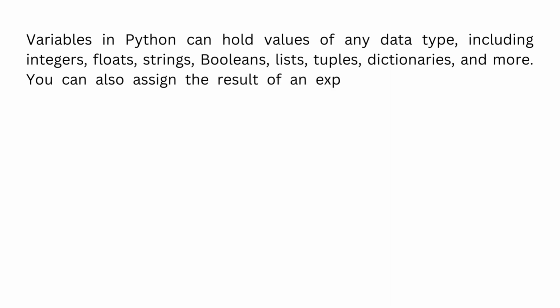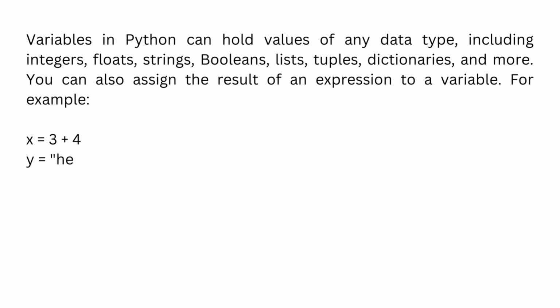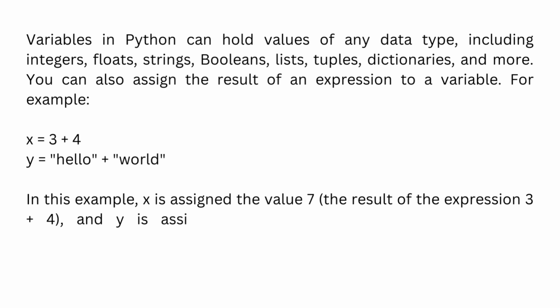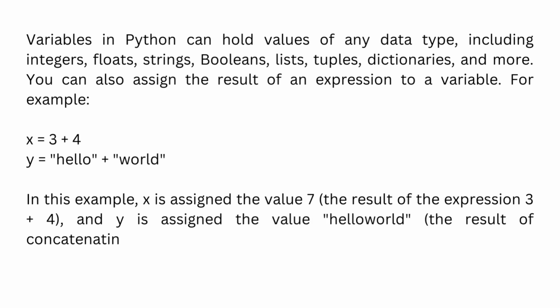You can also assign the result of an expression to a variable. For example, x = 3 + 4, y = "hello" + "world". In this example, x is assigned the value 7, the result of the expression 3 + 4, and y is assigned the value "hello world", the result of concatenating the strings "hello" and "world".